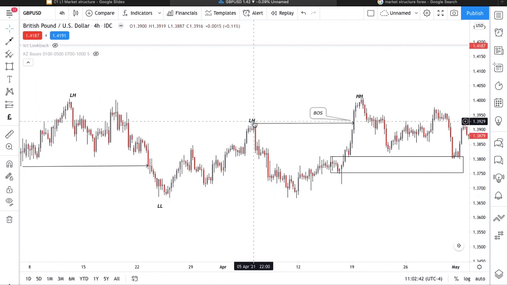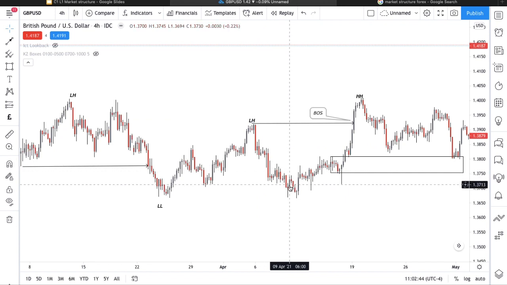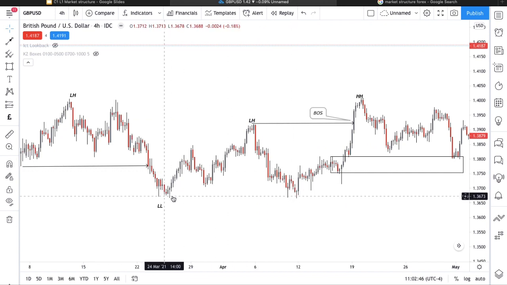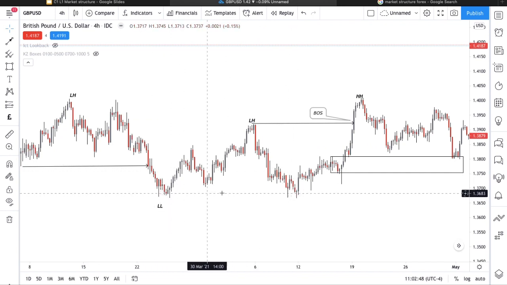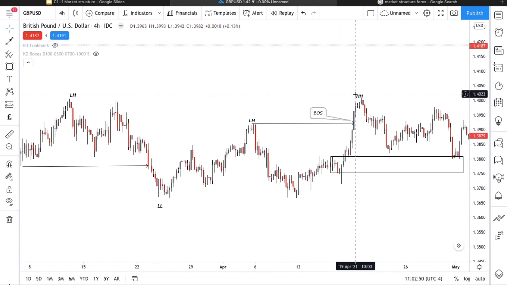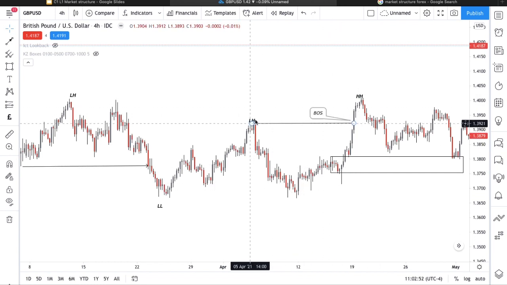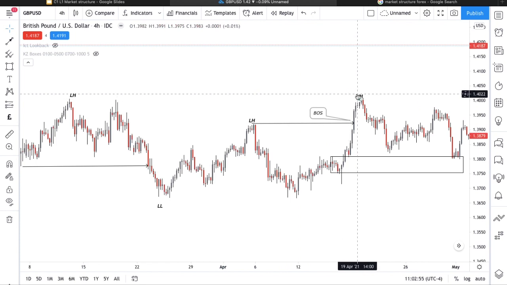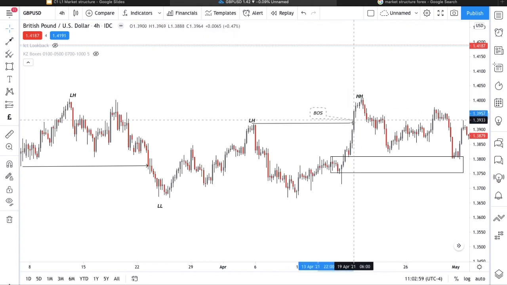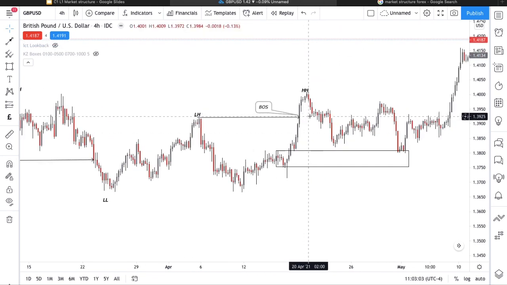So this was our recently created lower high. When price moves over to the downside, it failed to create a lower low. It failed to close below this low. But then what did it do? It impulsed above that recent lower high, therefore printing a new higher high. This is then what we identify as a break of structure. So now we know that the buyers are coming into power.